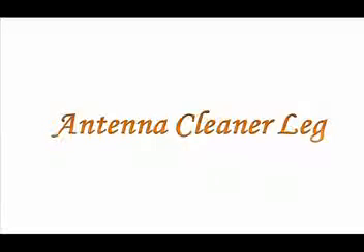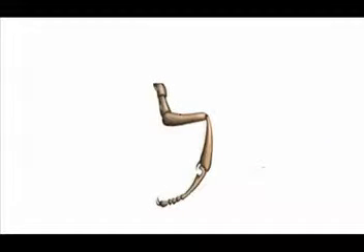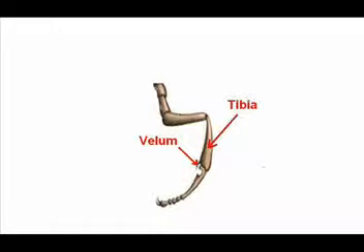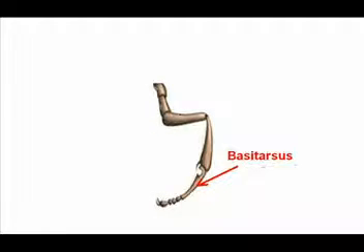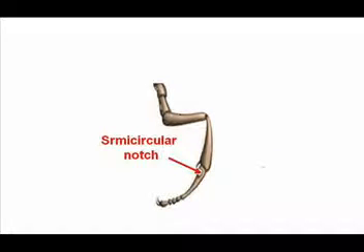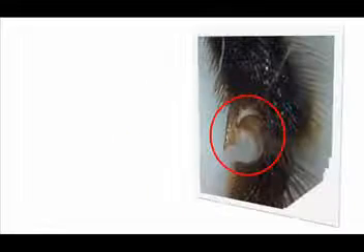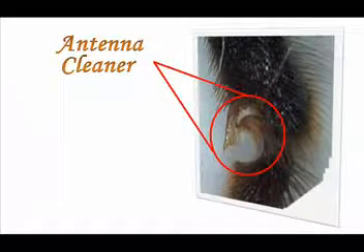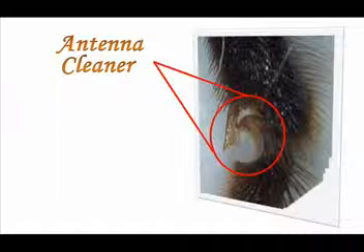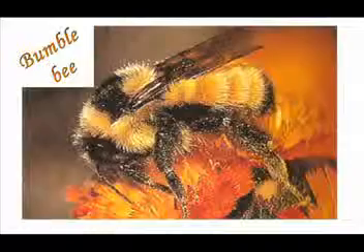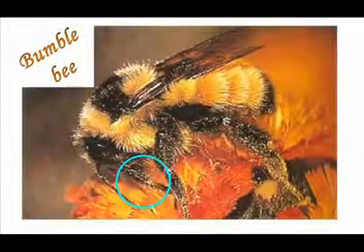Antenna cleaner leg. In antenna cleaner leg, there is a large spur called velum on the apex of the tibia, which fits into a semicircular notch on the proximal end of the basitarsus. This notch also contains fine hair. This whole structure is called antenna cleaner. The antenna is drawn through this structure so that pollen and other particles can be removed. In honeybees and bumblebees, four legs are antenna cleaners.